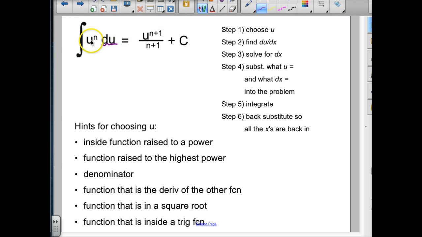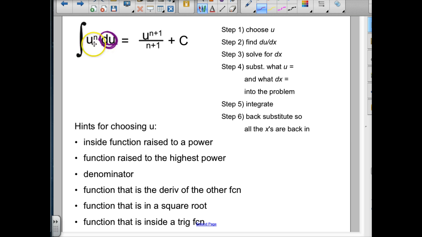So if we have the integral of some function to a power, and then this is like a times sign here, this might be a whole function because it might be the derivative of the inside. Then the integral of a function to a power, du, is just that original function, add 1 to the exponent, divide by the new exponent, plus c.